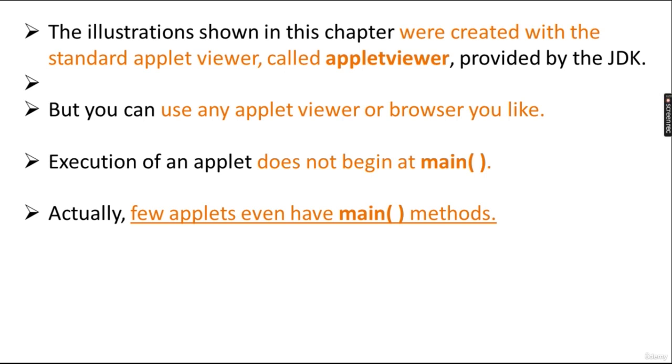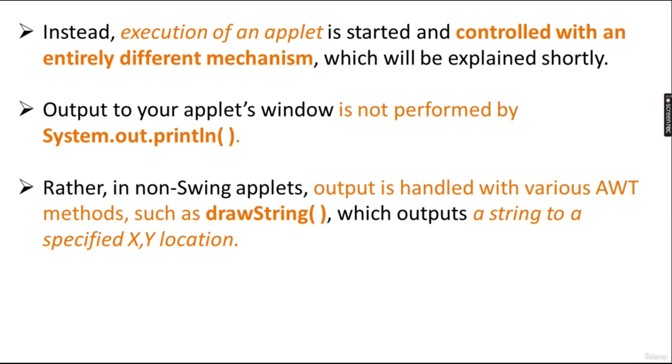The illustrations shown in this chapter were created with the standard applet viewer called appletviewer by JDK. So you can also use, in your PC, laptop or desktop, any applet viewer or any web browser you like. There is no main method in an applet. Few applets have a main method, but the execution does not begin with a main method. Execution of an applet is started and controlled with an entirely different mechanism. That mechanism we will see further.